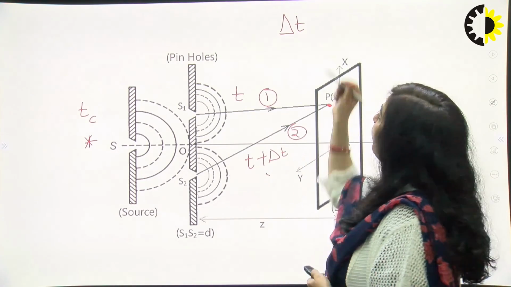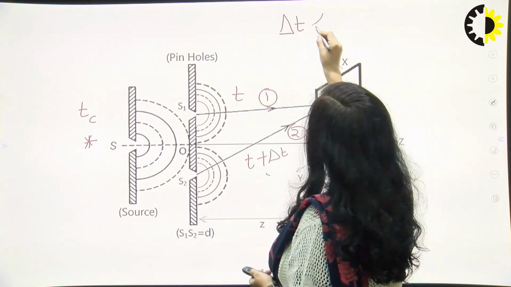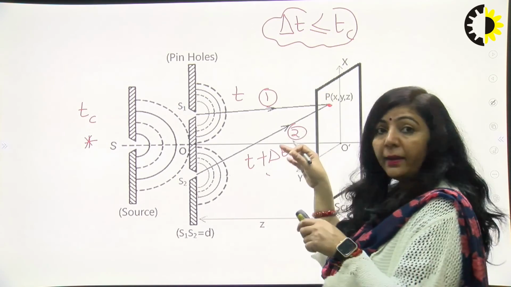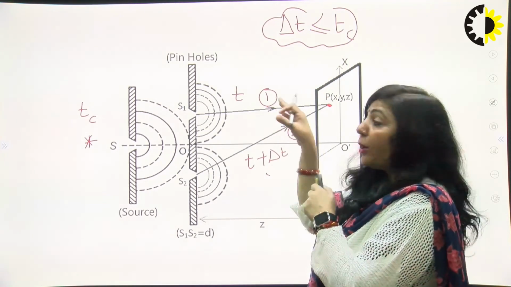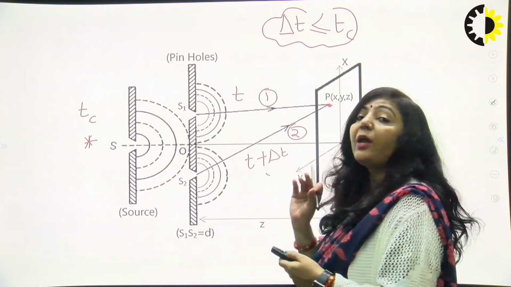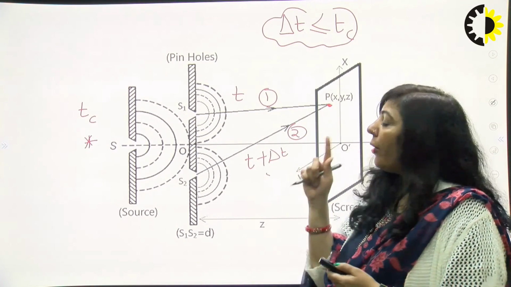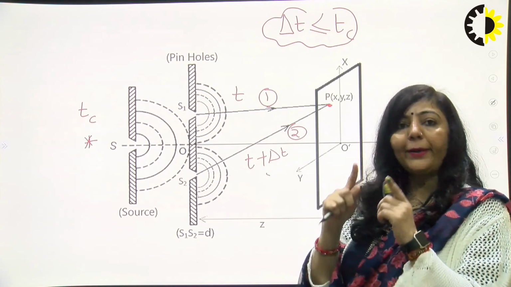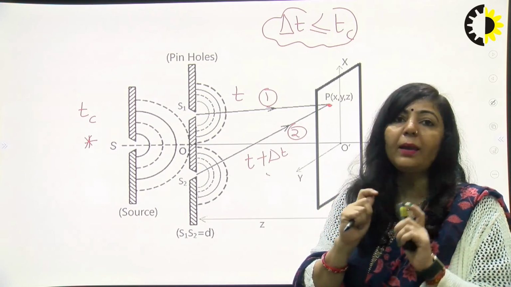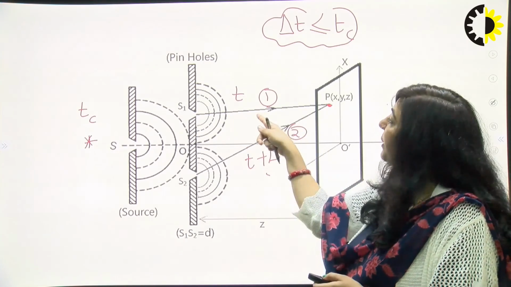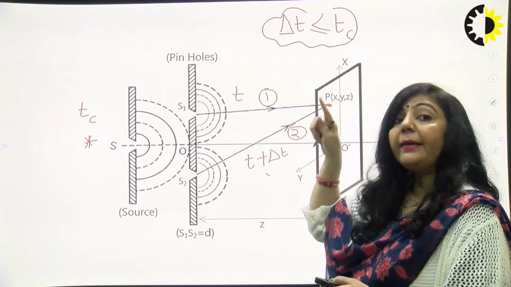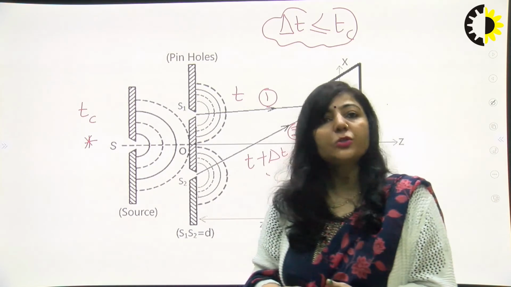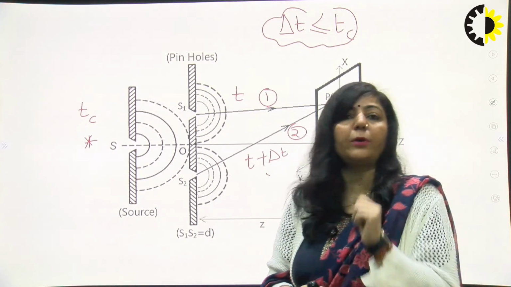If this time difference is less than or equal to the coherence time of the source, only then there will be a perfect phase relationship between ray 1 and 2. Means only then these two rays coming from S1 and S2 will be coherent. Only then S1 and S2 can give you coherent light, if the time difference between 1 and 2 is less than or equal to the coherence time of the source. So that is the meaning of temporal coherence.